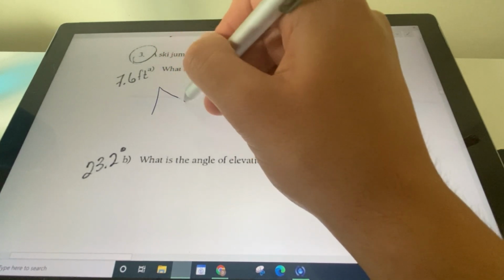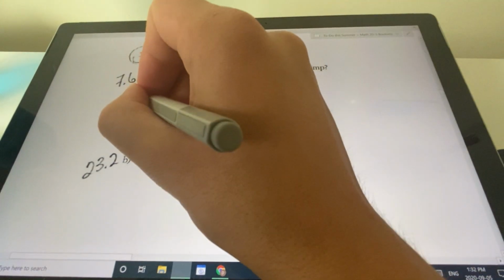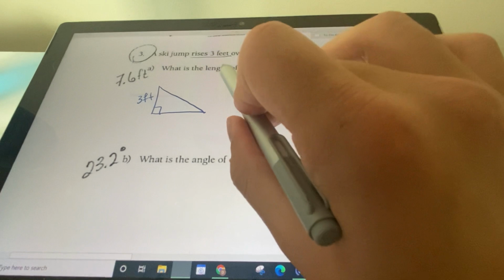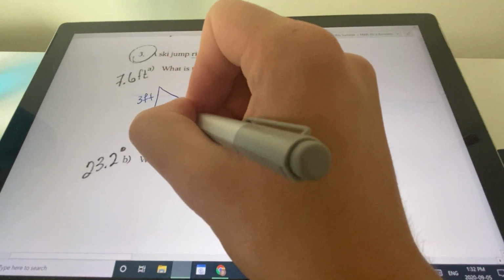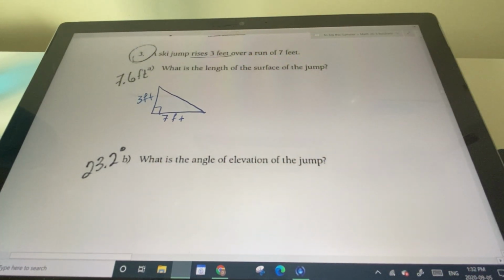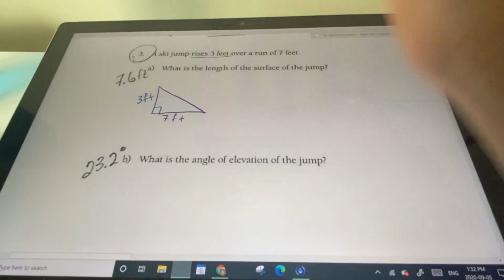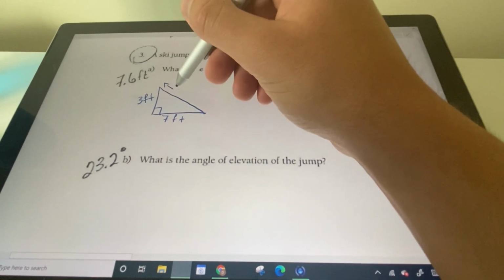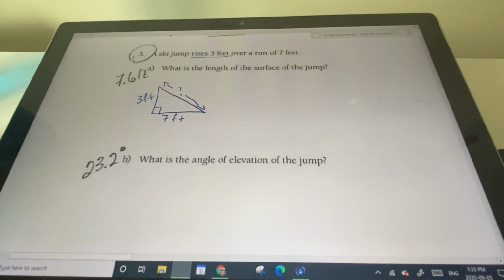So simply draw your triangle and try and start figuring out, this is a 90-degree triangle, what we're talking about here. We're rising 3 feet and the run is 7 feet, so that's the horizontal. The question is, what is the length of the surface of the jump? Well, you're going to be going off this part of the jump, okay? So they want you to actually figure out what this is. This is our question mark. This is our length of the surface of the jump.